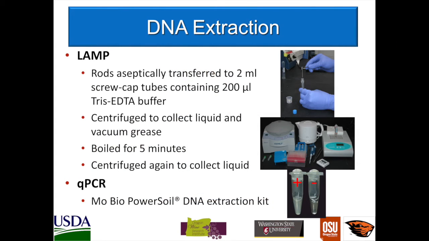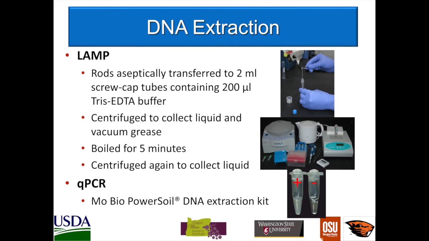But the extraction process is basically drop in the spore rods into liquid, boil it, take 5 microliters of that, transfer it in, incubate it at 65 degrees for 40 minutes, and then look for a positive or minus. It actually worked pretty good. We put this in growers' hands.